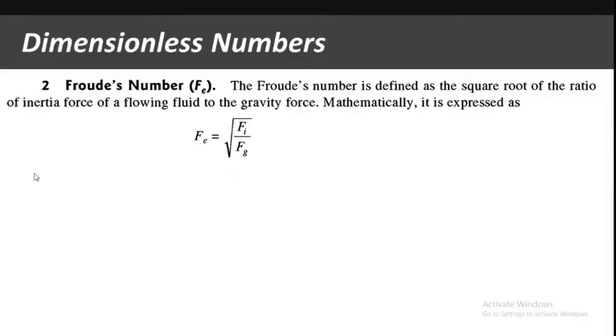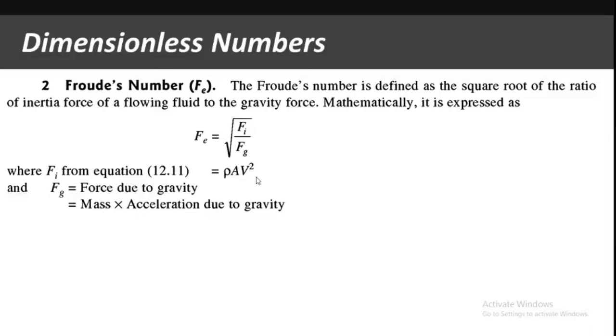So Fr, Froude number is denoted by Fr. So mathematically, Froude number Fr equals to under root of Fi upon Fg. Okay. Now from above equation we know inertia force is rho A v square. Okay. So Fi equals to rho A v square and Fg. So Fg is nothing but force due to gravity, that is mass into acceleration due to gravity, and mass is nothing but density into volume.